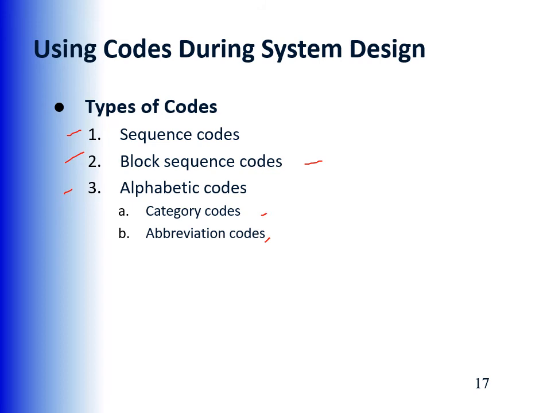Alphabetic codes use alphabet letters to distinguish one item from another. For example, of category codes, SW is for software, HW is for hardware. And examples of abbreviation codes are KL for Kuala Lumpur, WP for Wilayah Persekutuan.